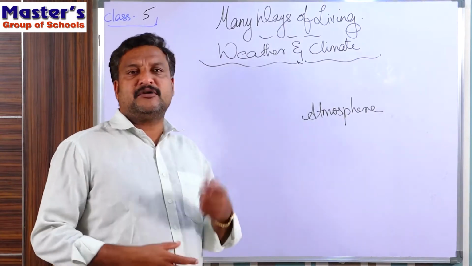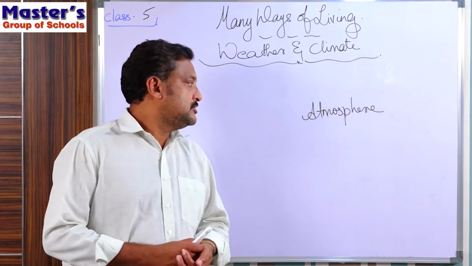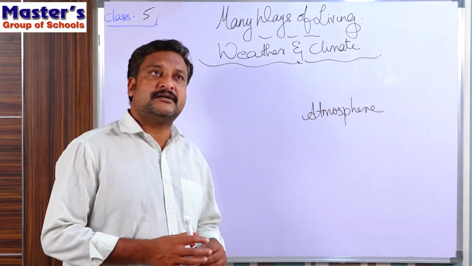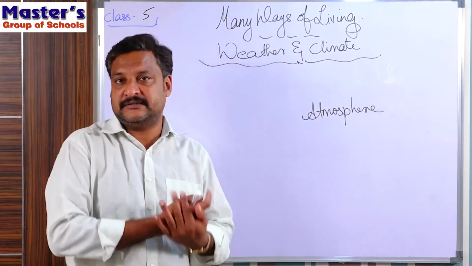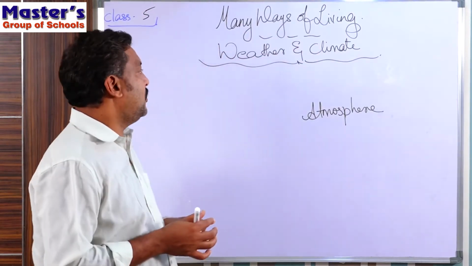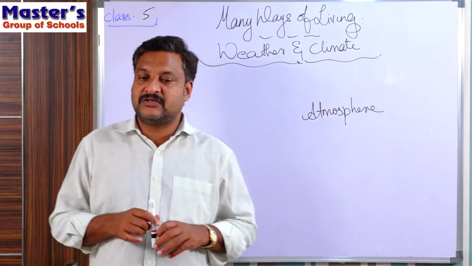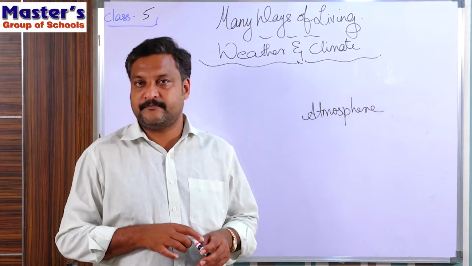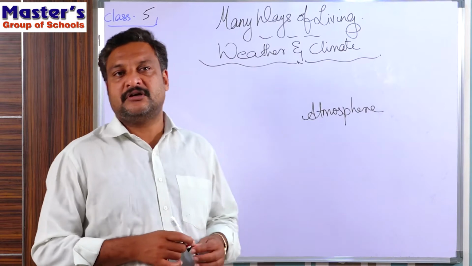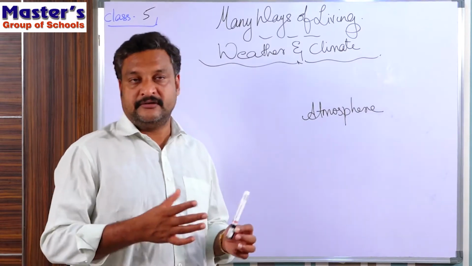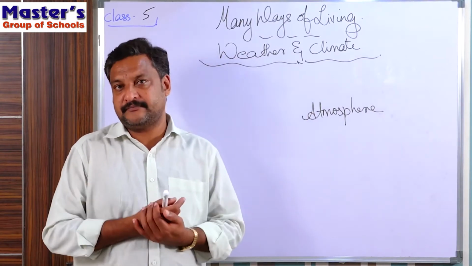So, what do you mean by atmosphere? Atmosphere is the thick layer of air that surrounds the Earth, isn't it? So, the Earth has got a thick layer of air, and this air is called the atmosphere. Right? This is one of the most important features or the specialities of the Earth. It has a thick layer of air covering it.